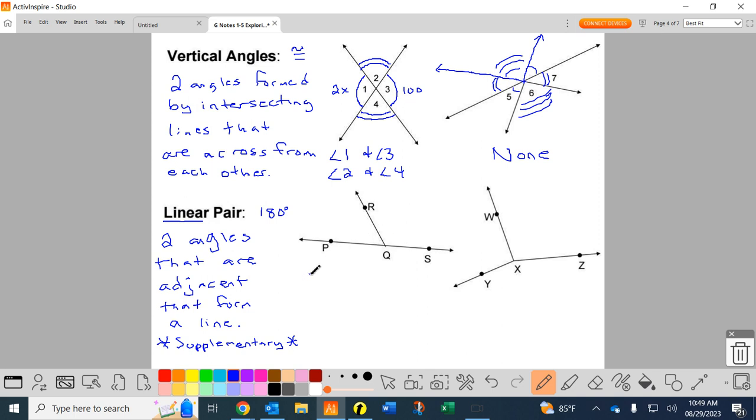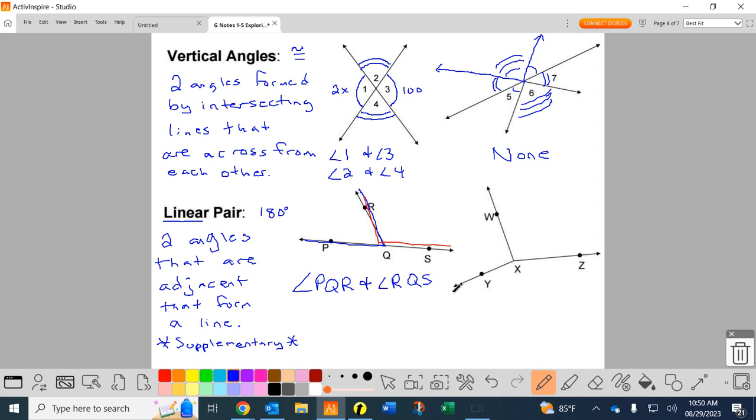So that would be angle. Give me the one that's right here in blue. What angle is this? PQR. Perfect. Or RQP. I heard that also. Someone started with R. And what is the angle over here in red? RQS. Perfect. Angle RQS. Or SQR. Just putting it out there.